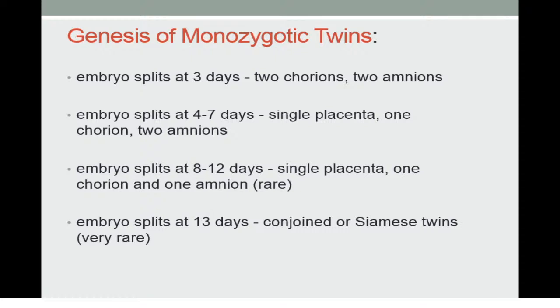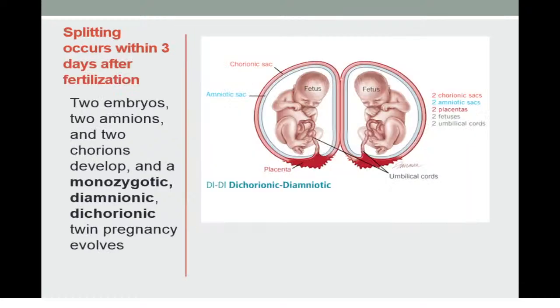Genesis of monozygotic twins. Embryo splits at day 3: 2 chorions, 2 amnions. Embryo splits at 4 to 7 days: single placenta, 1 chorion, 2 amnions. Embryo splits at 8 to 12 days: single placenta, 1 chorion and 1 amnion. Rare: embryo splits after 13 days, conjoined or Siamese twins, a very rare situation. So if splitting occurs within 3 days after fertilization, we have 2 embryos, 2 amnions, and 2 chorions developing, and it is known as monozygotic, diamniotic, dichorionic twin pregnancy.